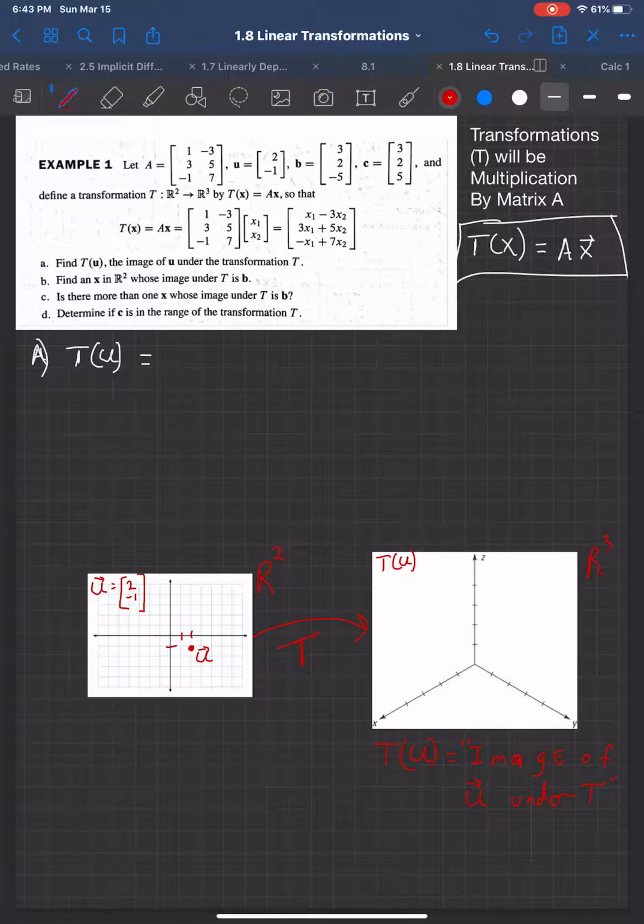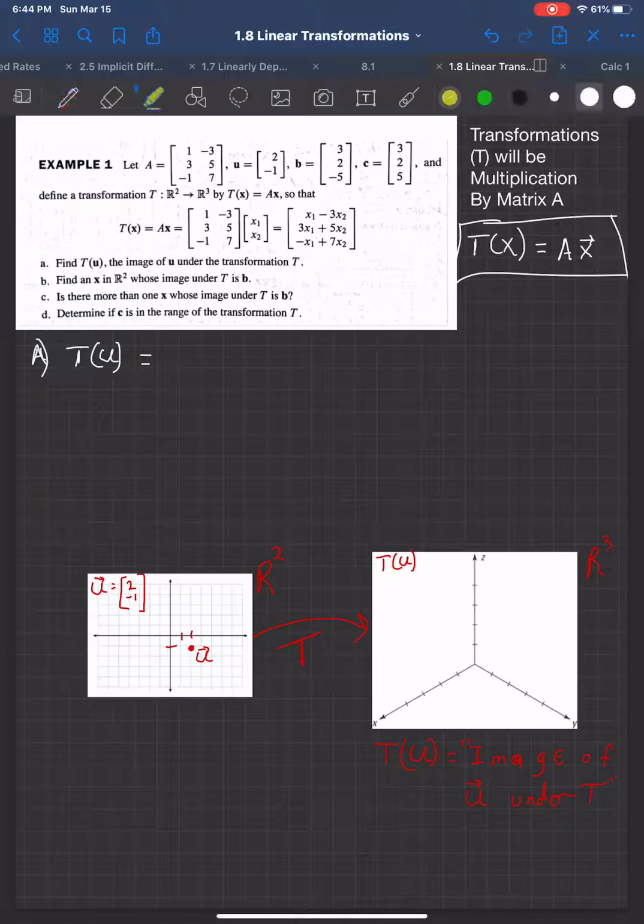So with the preliminaries out of the way, we have some vocabulary to work with. Let's jump in and get started. So example one. It says let matrix A be defined as follows. Let vector U be defined as follows. Vector B, vector C be defined as follows.